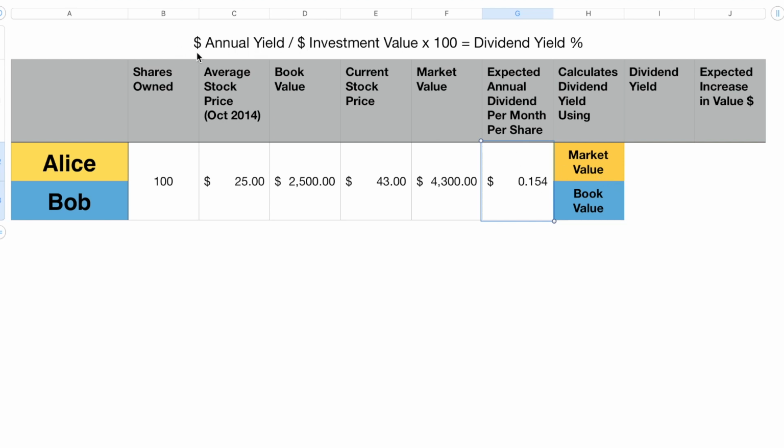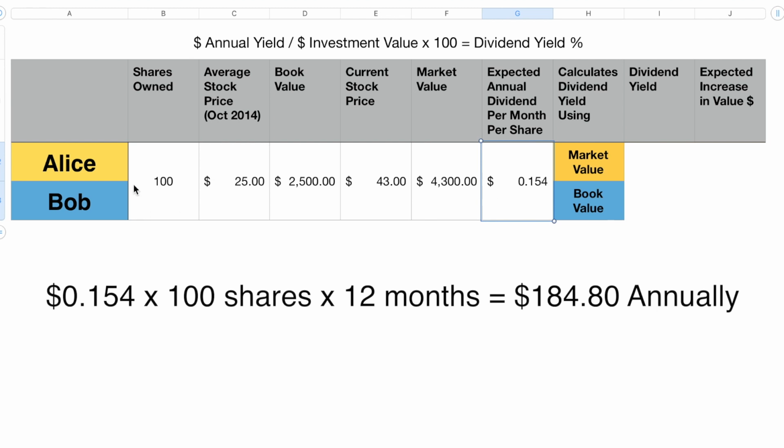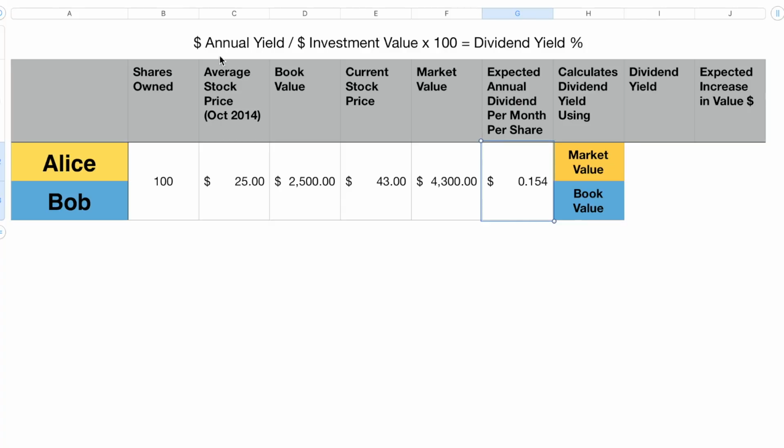If we look at the formula, we've got the dollar amount annual yield, which is going to be this amount that is generated, the 15 cents per month per share, so times 100 shares times 12 months, which works out to $184.80. So that's the amount that the current investment is going to yield. That's how much money they should make in cash in dividend payout. $184.80 divided by the investment value and then times 100.